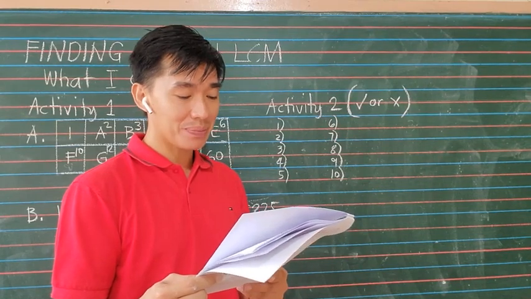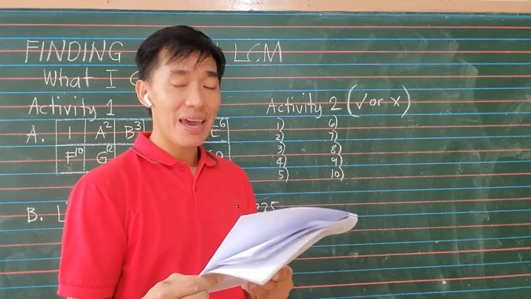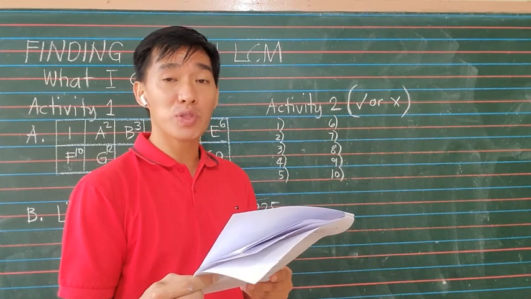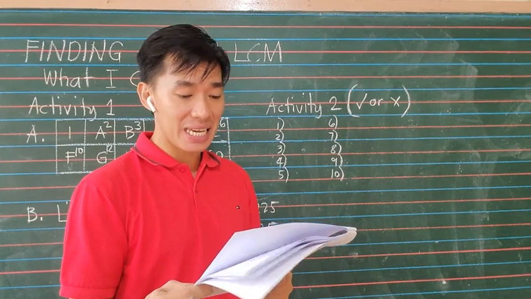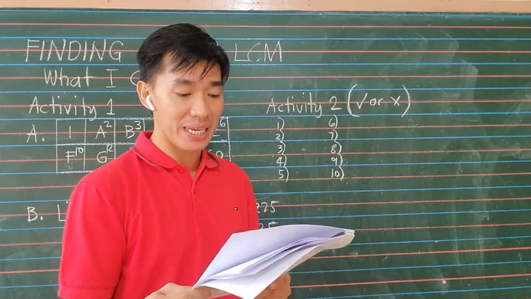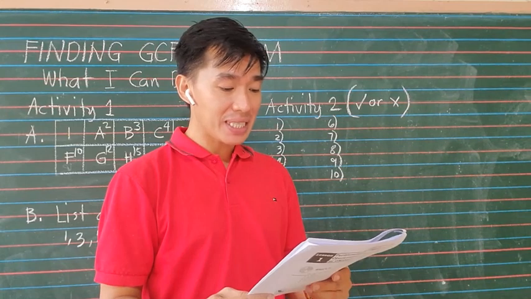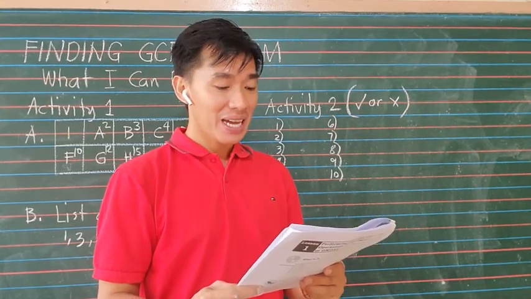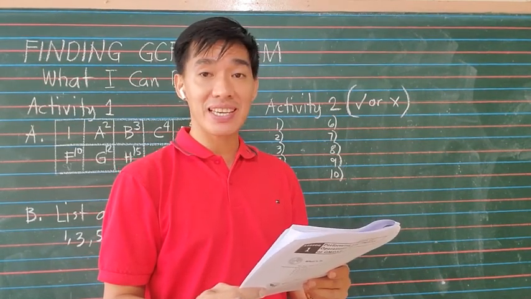Item number 3. The numbers 16, 60, and 24 have an LCM of 240. Question number 4. The LCM of 18, 24, and 36 is 60.